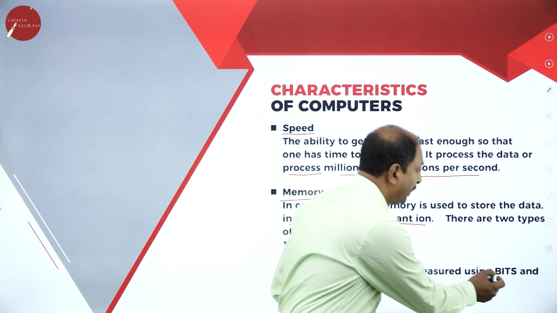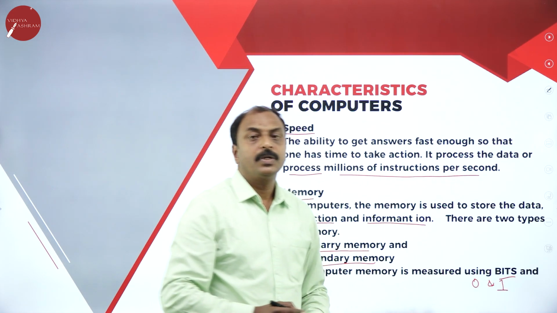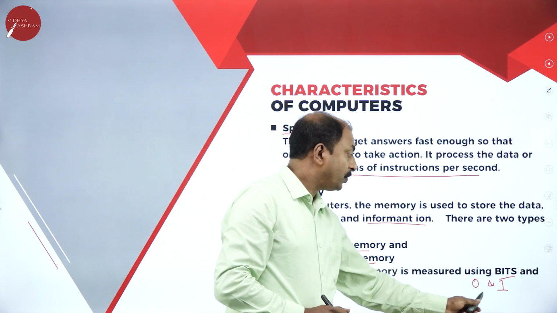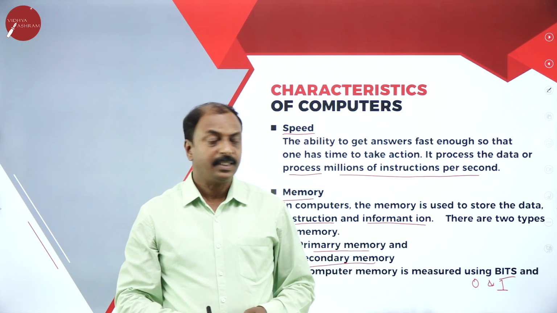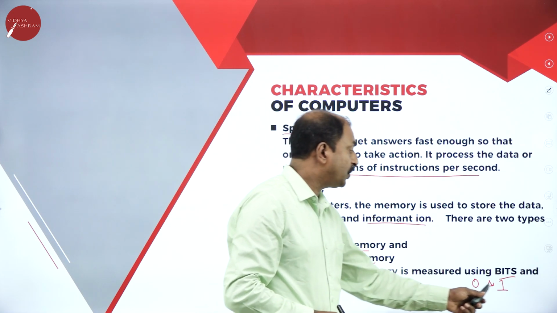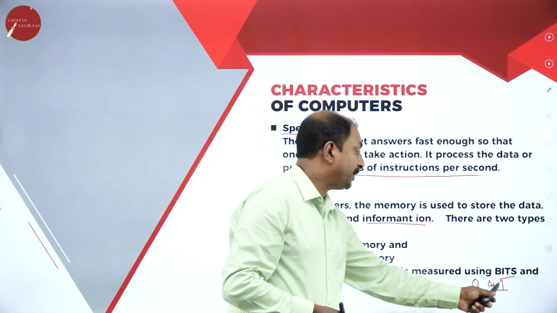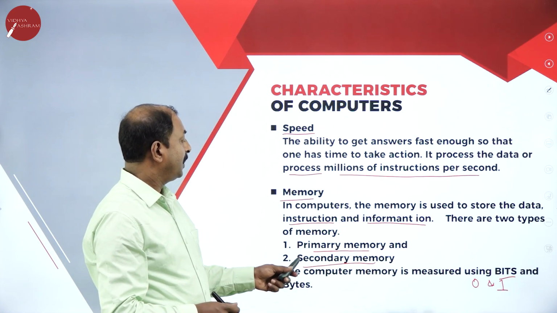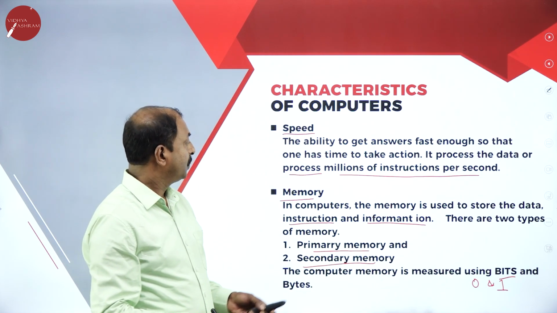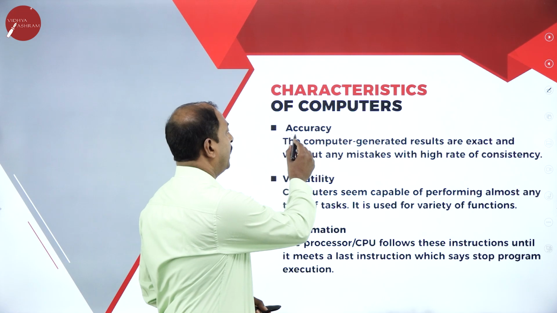Here, what are bits and bytes? Here, 0 and 1 are called bits. The computer works with zeros and ones, which are called binary numbers. All information, everything in the computer, is processed through these two binary numbers or a combination of binary numbers. So we measure computer memory in bits and bytes. So this is memory.